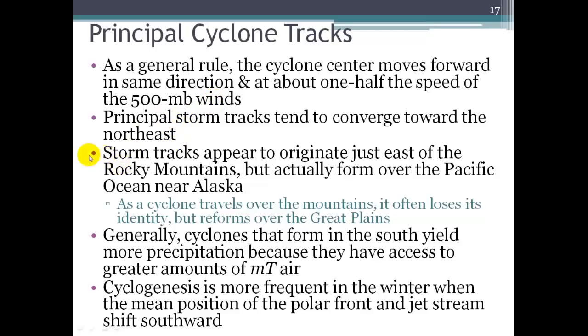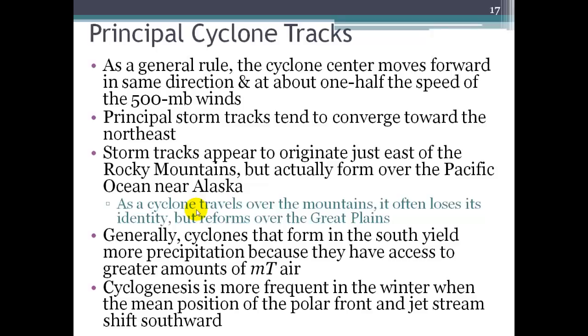So these storm tracks that we'll see a map of here in just a moment tend to converge toward the northeast. Everything's moving that way. Storm tracks appear to originate just east of the Rocky Mountains, but they actually form over the Pacific Ocean, way up by Alaska. And as that storm travels over the Rocky Mountains, it kind of loses its identity, but then it regroups once it crosses the mountains and makes it to the Great Plains.